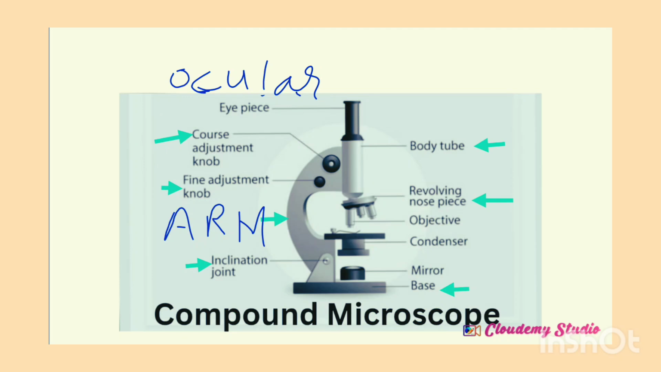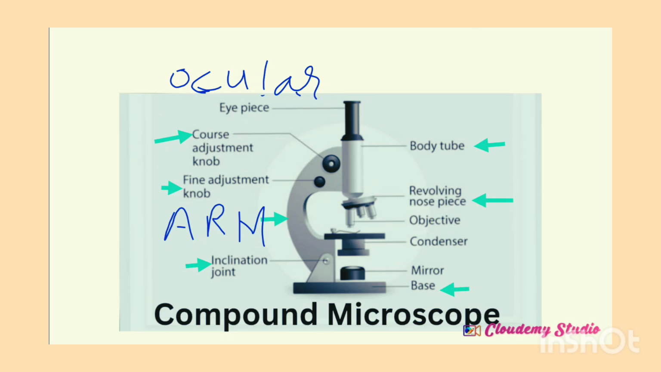Next is the body tube. So the main function or main purpose of the body tube is to hold the ocular lens and objective lens at the two ends. So here is the ocular lens and here is the objective lens, which are placed at the two ends of the body tube.